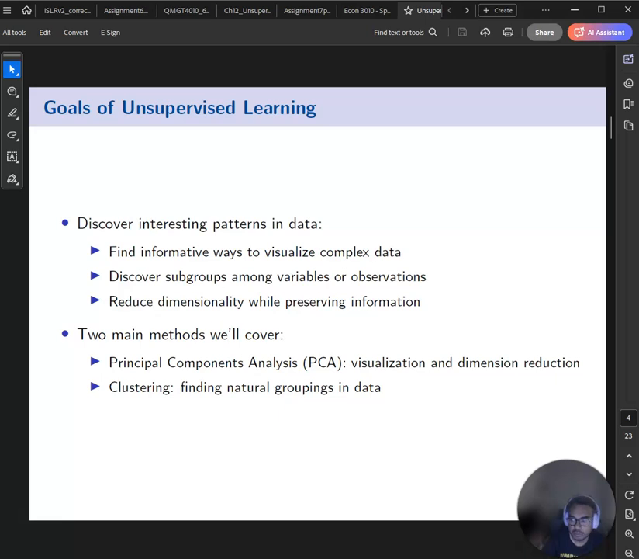First is principal component analysis, or PCA, which is great for visualization and dimension reduction. And second is clustering, which helps us find natural groupings in our data. Both of these approaches give us powerful tools to uncover hidden structure in our dataset.